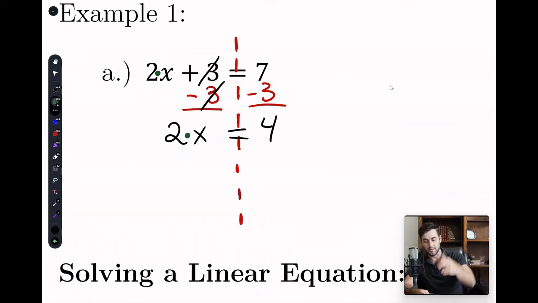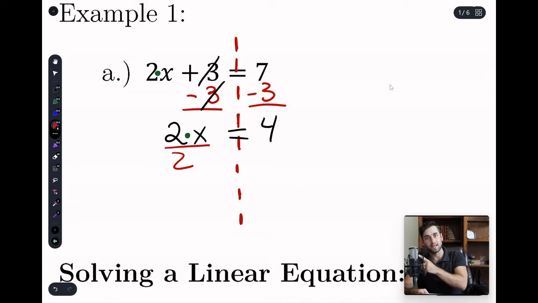So, got that multiplication there. What's the opposite of multiplication? Division. Get x by itself. We're going to divide by 2. What you do to one side of that red line, you've got to do to the other side.